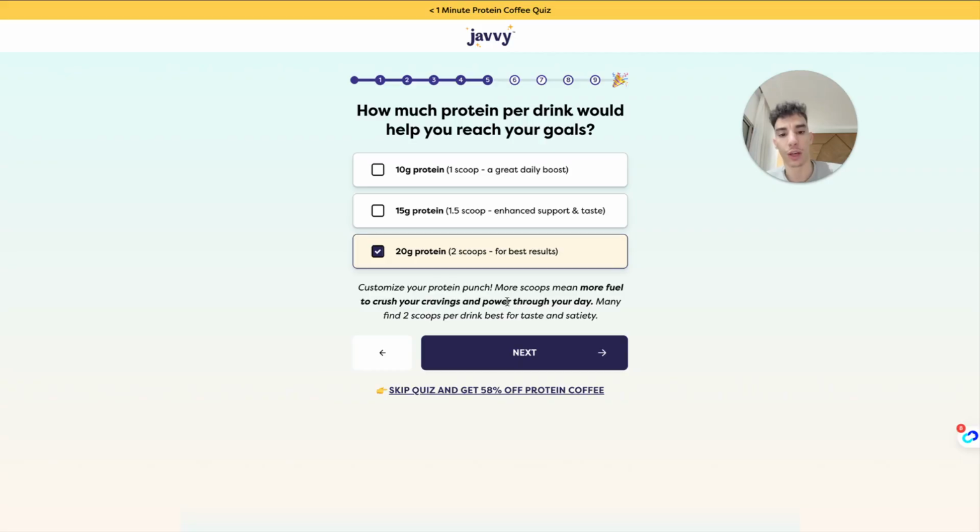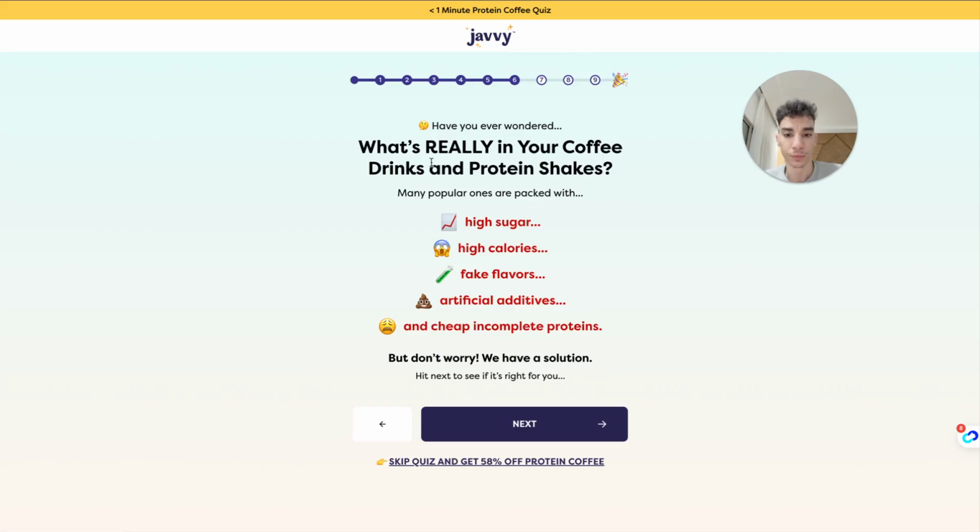So almost like they're trying to shape your answers. They force you to do it subtly, you know, like it's not directly like you choose this, but for the best result, they also say customize your protein punch. More scoops mean more fuel, so they're trying to get you to 20 grams of protein.